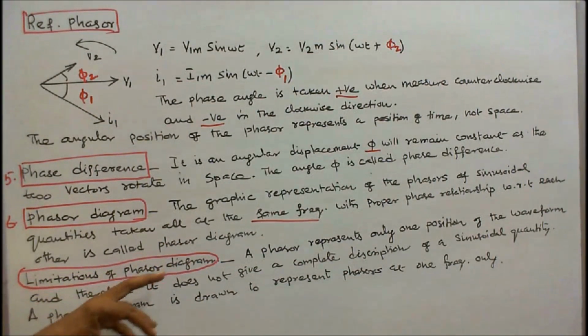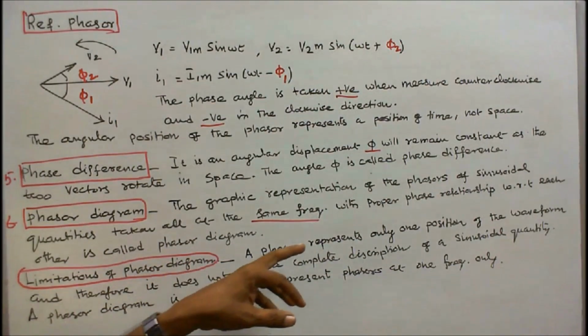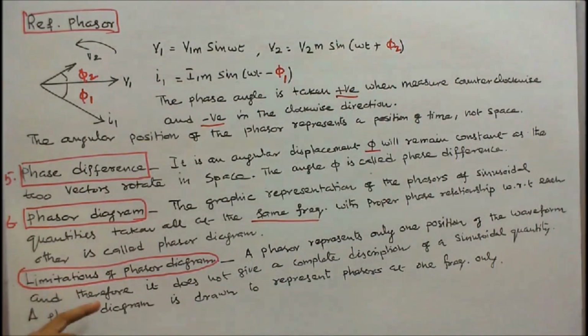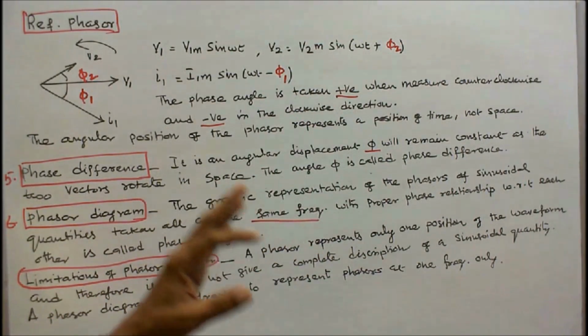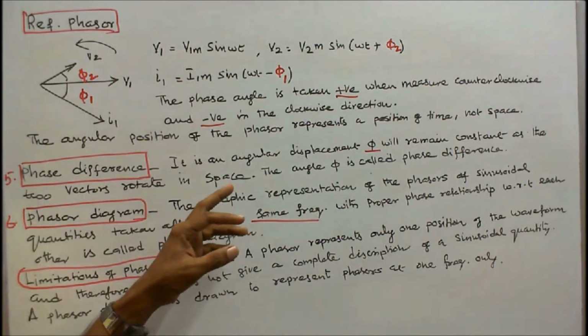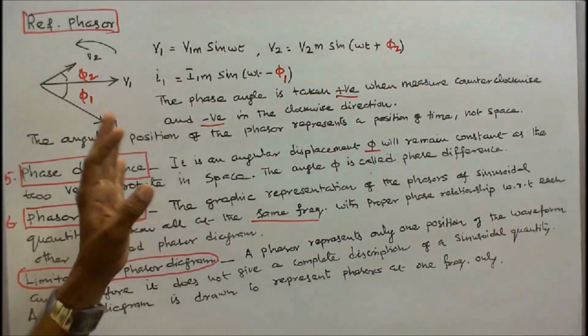Limitations of the phasor diagram. A phasor represents only one position of the waveform and therefore it does not give a complete description of a sinusoidal quantity. A phasor diagram is drawn to represent phasors at one frequency only.